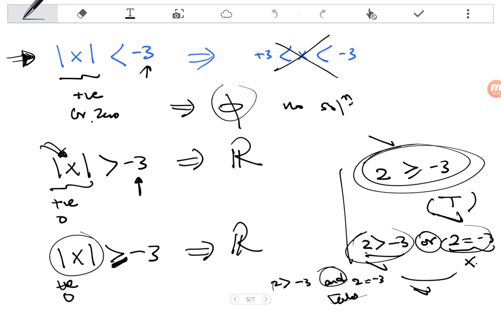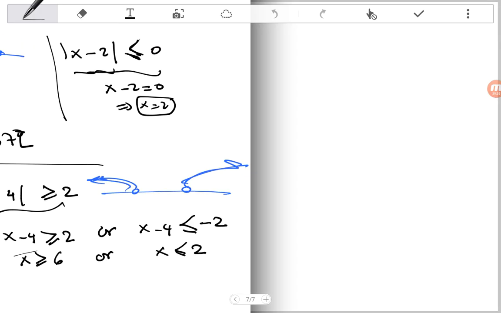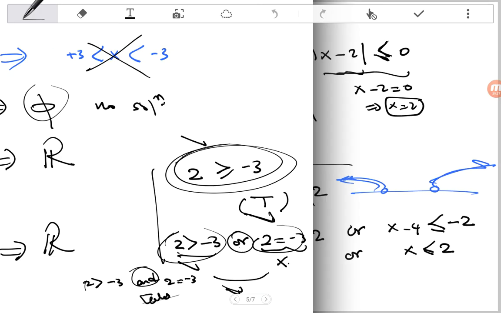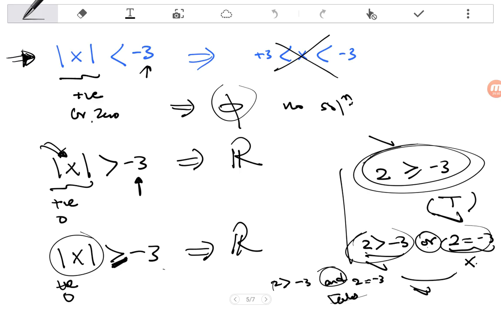We just solved a similar one like this. When would a positive value or 0 be greater than or equal to negative 3? What was the solution? R, because I have on one side a positive or 0, and I'm asking when this positive or 0 is greater than a negative value. It is always greater than this negative value. This side is always greater than this side. So we had the solution to be R.